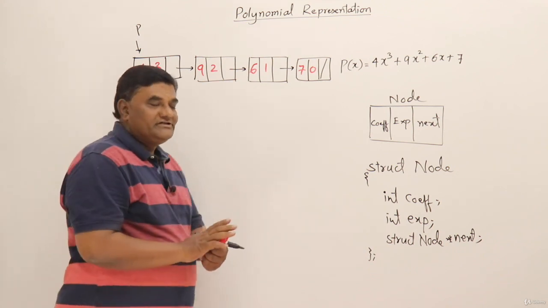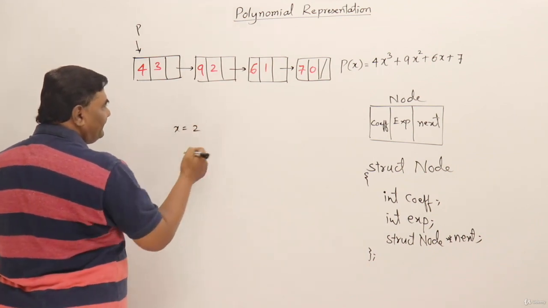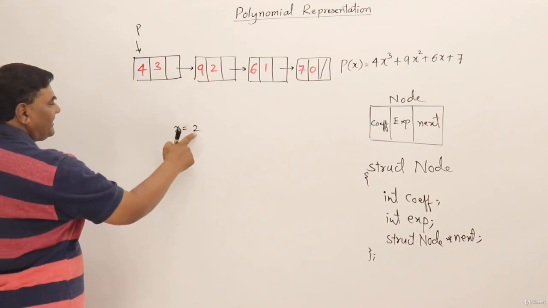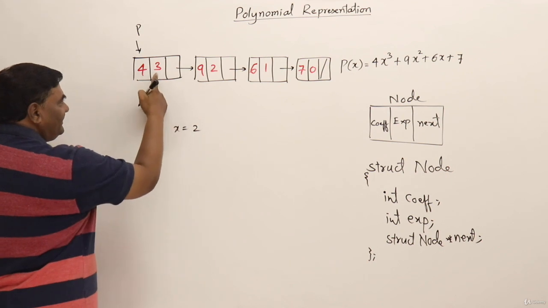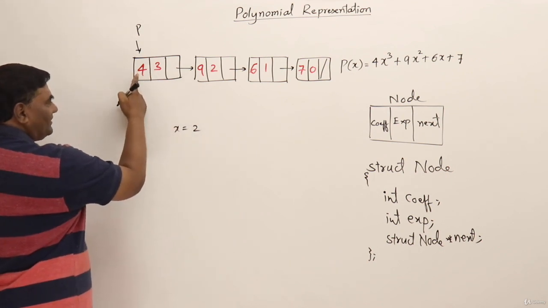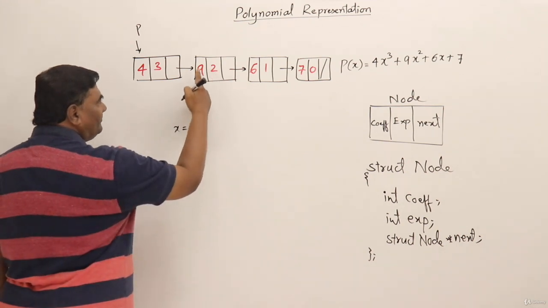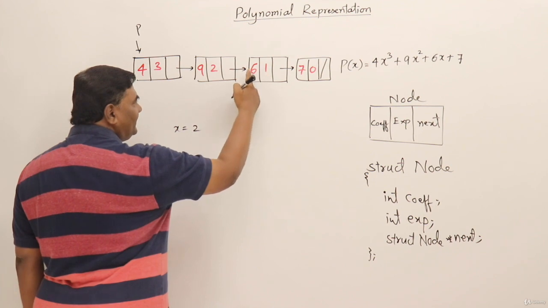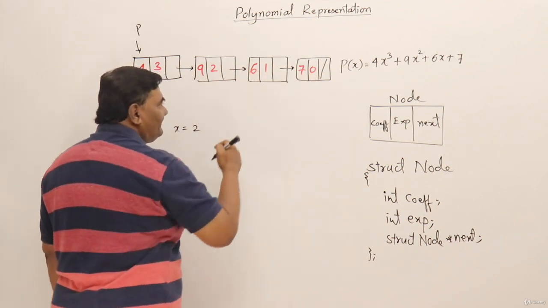Let us look at a procedure. Suppose I know the value of x. x is something, let us say 2, 3, whatever it is. So for getting the result of this polynomial, I should raise this 2 to the power of 3, take 2 power 3 and then multiply the result with 4. Then go to next node. Then 2 power 2, multiply the result with 9. Go to next node. 2 power 1, then multiply the result with 6. And then go to next node. 2 power 0, multiply the result with 7.